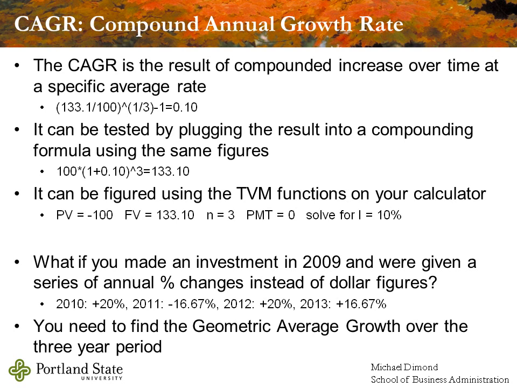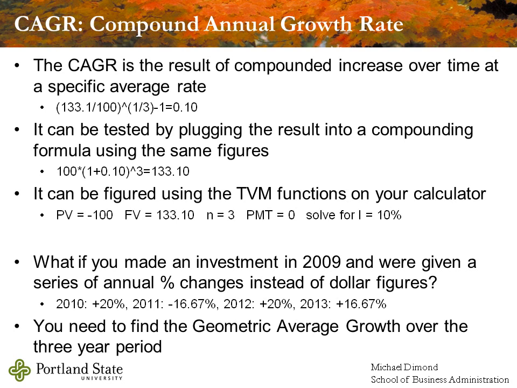There's another circumstance that you need to be aware of, and that is you might be given a set of annual percent changes rather than dollar figures. And there's a way to figure out the annual growth rate that's implied by this by finding what's called the geometric average. So imagine this situation. What if you made an investment in 2009 and you were given a series of annual percent changes instead of dollar figures? By the end of 2010, you had gained 20%.